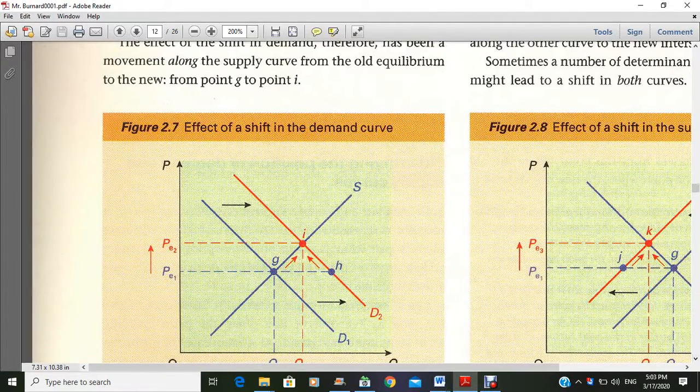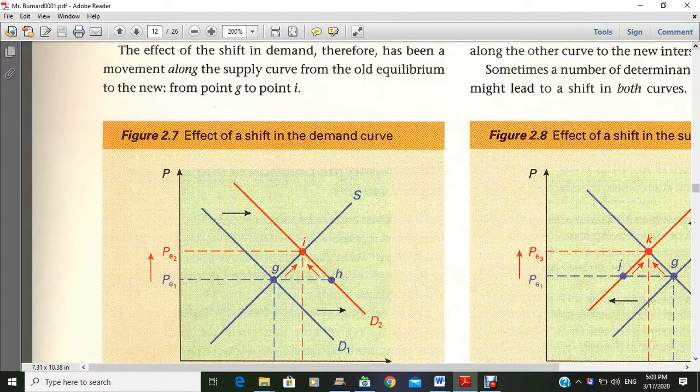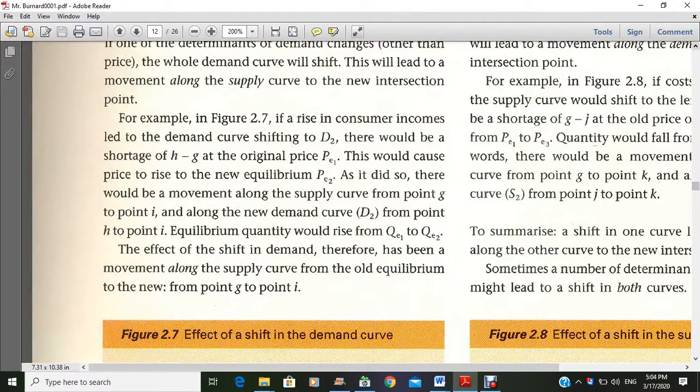Alright? Meaning, what happens here now? There's a movement from here to here. There should be a shortage right here, shouldn't there? In between this space right here, as you see, I'm pointing there. Good? Between G to H. Should there be a shortage? This would cause price to rise to the new equilibrium, which is equilibrium price 2.